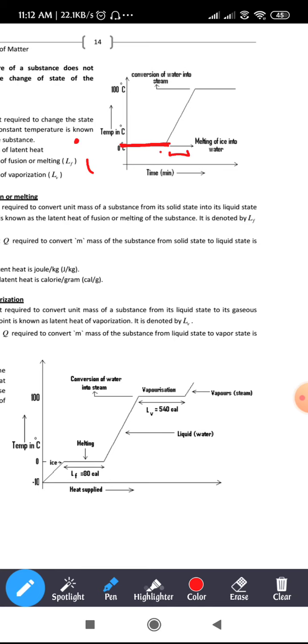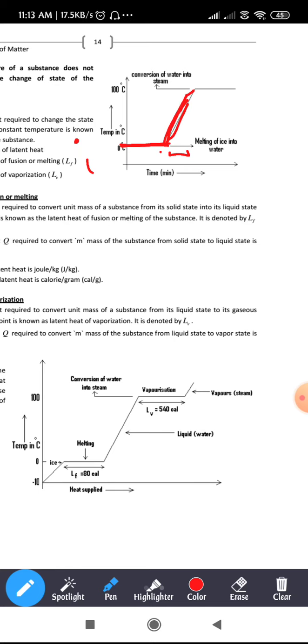Okay, so you can see there is no increase in temperature there, no change in temperature. Once that entire ice gets converted into water, the temperature of water increases. You can see here the rise in temperature of water till here.